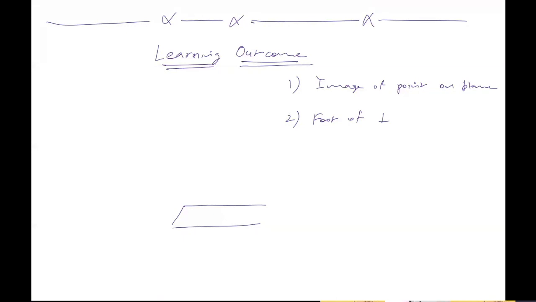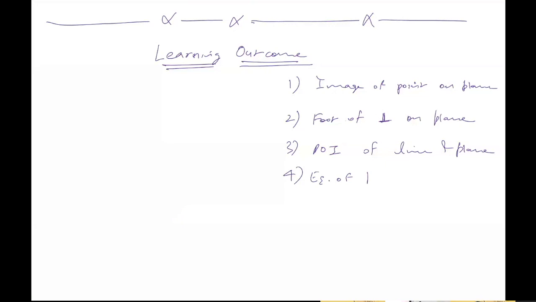Foot of perpendicular on a plane. Okay. We learned how to find the point of intersection of a plane and line, isn't it? We have learned how to find the point of intersection of plane and line. We studied the equation of plane through three non-collinear points A, B, C, especially in vector form.